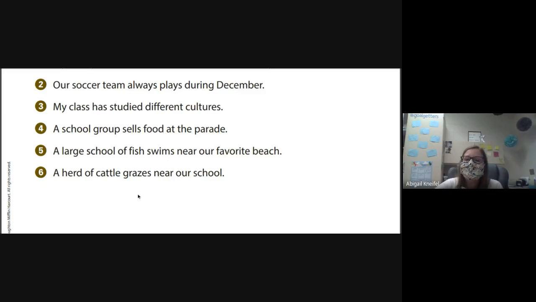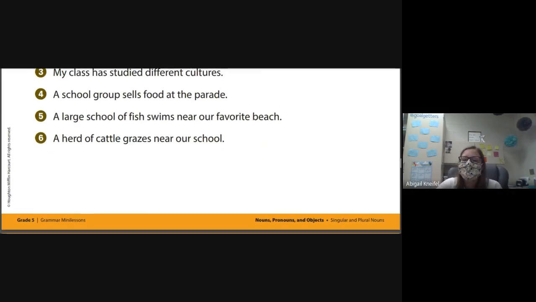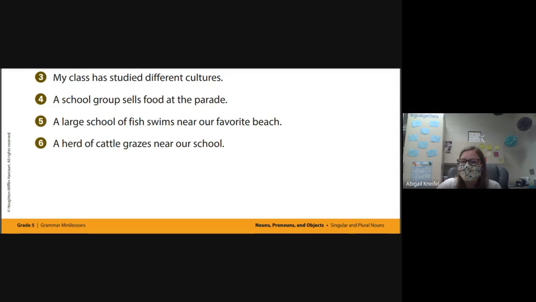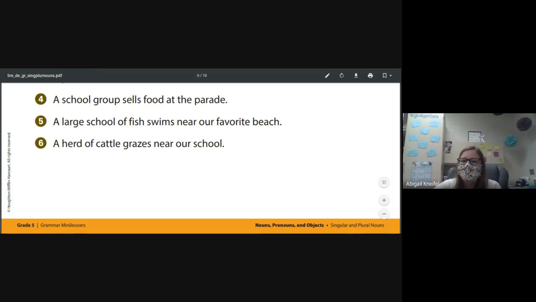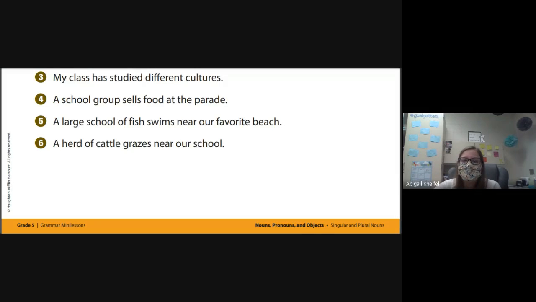And then lastly, a herd of cattle grazes near our school. What is the collective noun, Lillian? What's our group? That's singular, but it means plural. A herd. It's just herd. Herd. And then what do they do? Landon, what do they do? Yep, graze. That means they just walk around and eat some food. That's what they do.